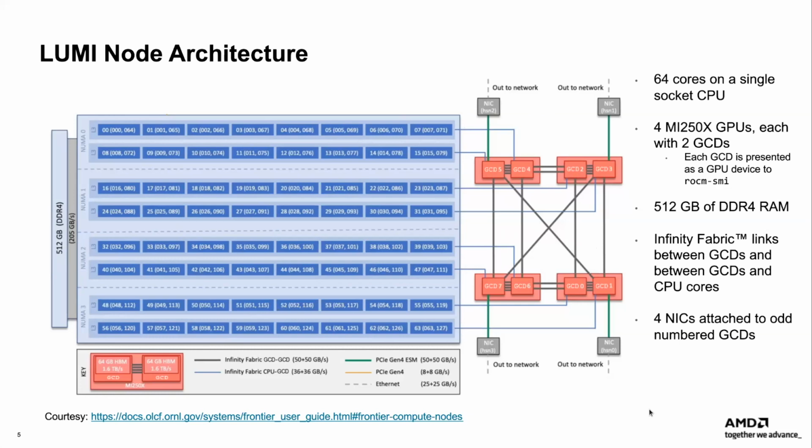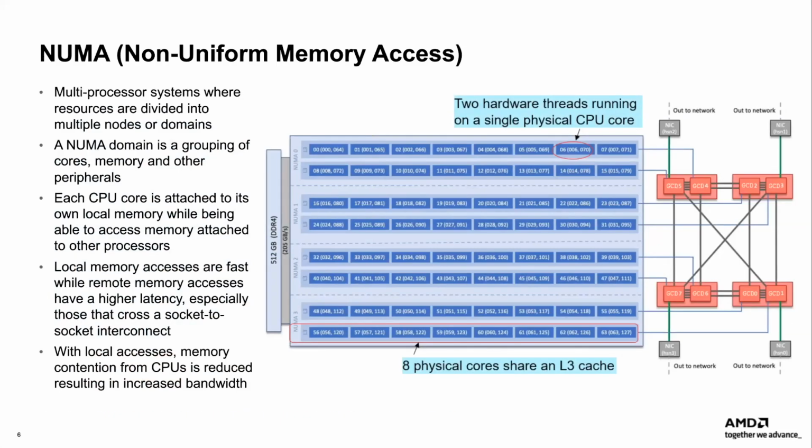So given that, we saw in that diagram something called NUMA. But what does NUMA mean? So these days, multiprocessor systems have this concept of non-uniform memory access, where we divide all the resources that are available in the system into some form of logical groups. So a NUMA domain is what we call a grouping of cores, memory, and other peripherals, all of these different resources. So in a NUMA system, you have a CPU core attached to its own local memory, while being able to access memories attached to other CPU cores as well.